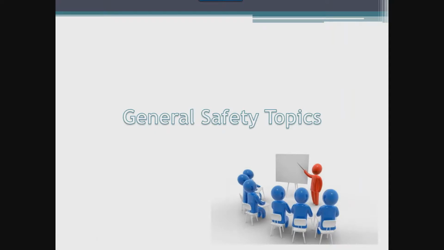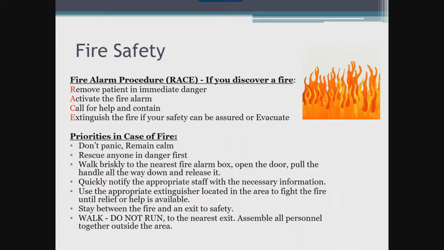there are many other safety topics that a laboratory must address. As I mentioned earlier, we're going to talk about just a couple of them now, and then the balance in part 2 of this safety series. So the first major general safety topic we're going to talk about is fire safety.